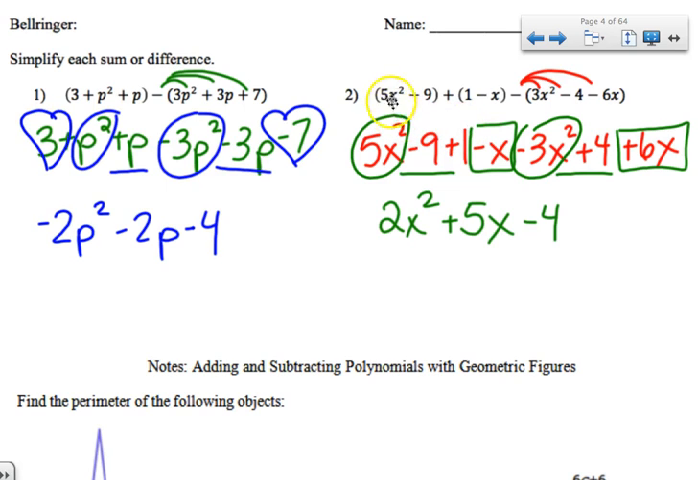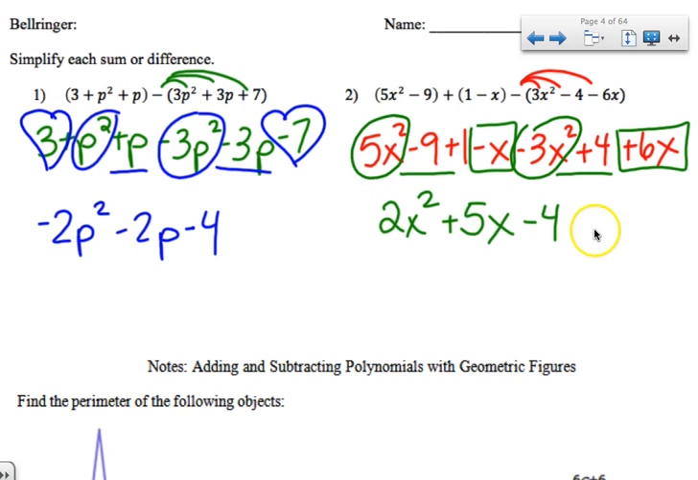Over here, I only had to distribute this negative sign. You could have messed up right here. A negative times a negative should have been a positive, and then negative times a negative should have been positive over here. I always start with my highest exponents first to put them nice and neat in standard form.